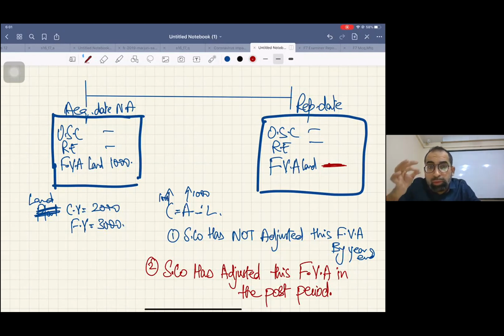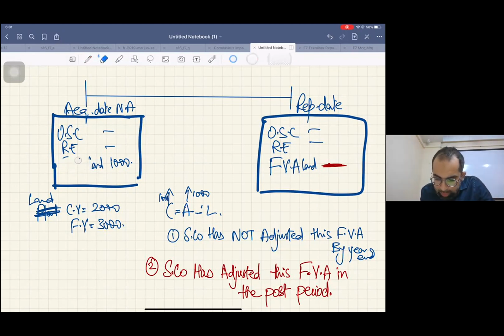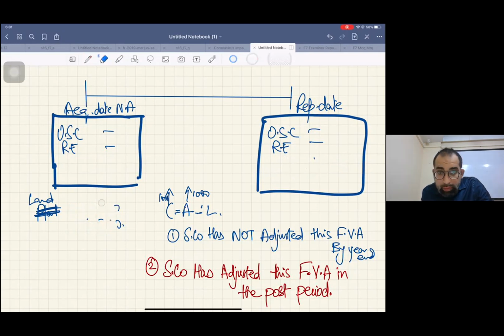Now I'm moving towards my real topic, that is the fair value adjustment of inventory. Listen to me. Let's start. Your inventory.